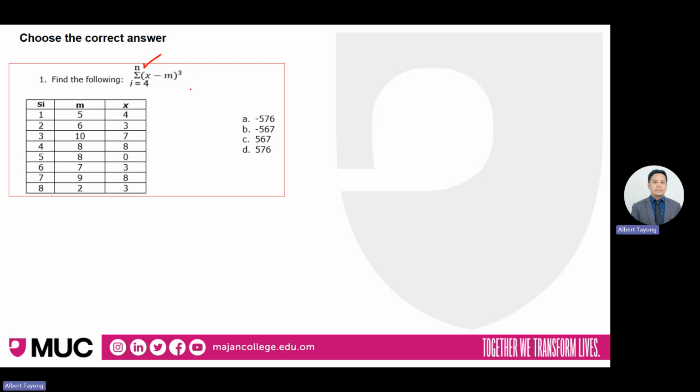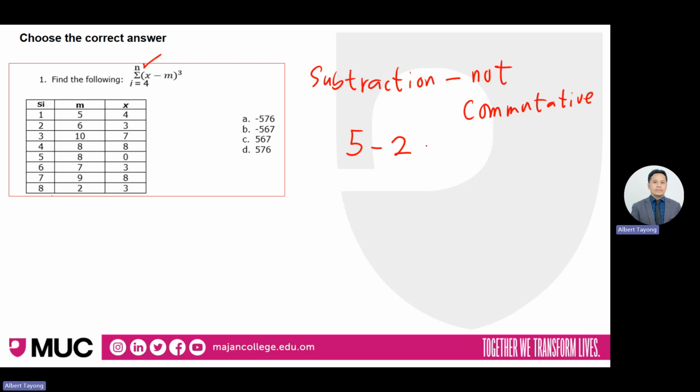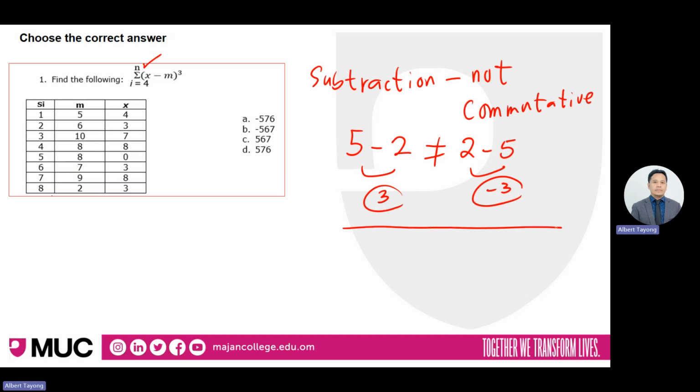And we have to take note that for subtraction, the order is important because subtraction is not commutative. When I say not commutative, you cannot change the order. For example, 5 minus 2 is not equal to 2 minus 5, because here the answer is 3, here the answer is -3, right? So we cannot have an equal answer if we change the order.